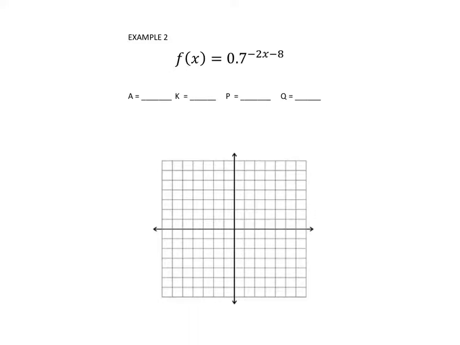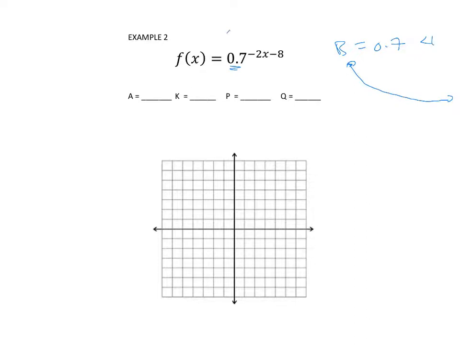Okay, the next one here. So what is the base? Well, the base is 0.7. So because the base is 0.7, and 0.7 is less than 1, that means we know our graph is going to decrease. It's going to swoop down and become flat. At least we know the original shape of the graph. So let's figure out the A, K, P, Q.